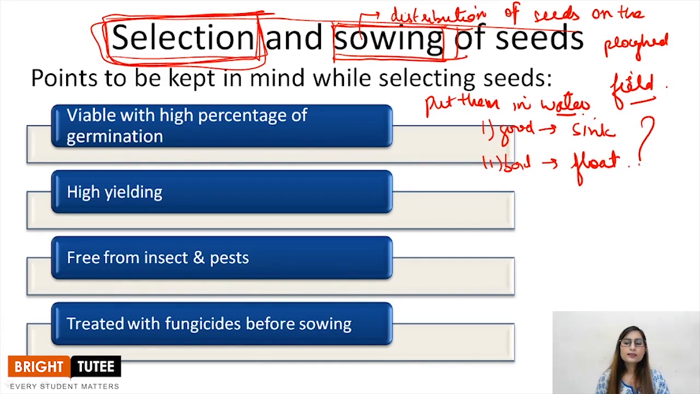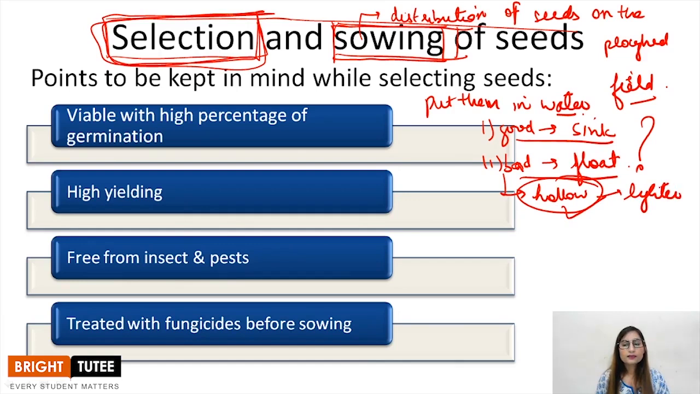Now, why is this so? Why is the good seed sinking and the bad seed floating? Because the bad seed has been eaten by microorganisms and it is hollow from inside, right? The bad seed is hollow, so it will be lighter. That is why it floats on water. While the good seed that has no damage inside it will sink because it is heavier than water, right? So this is how we differentiate between good and bad seeds.